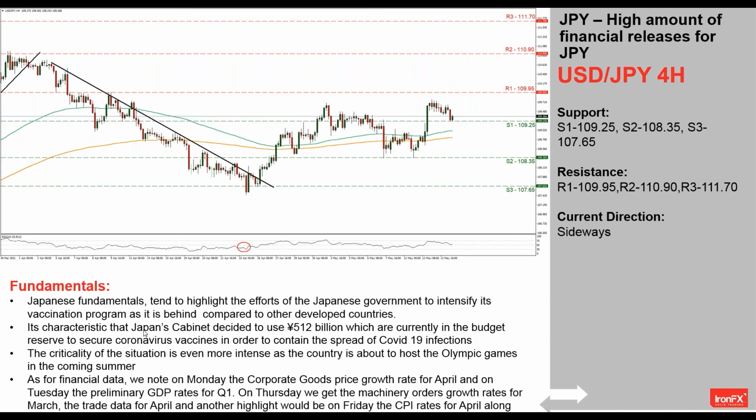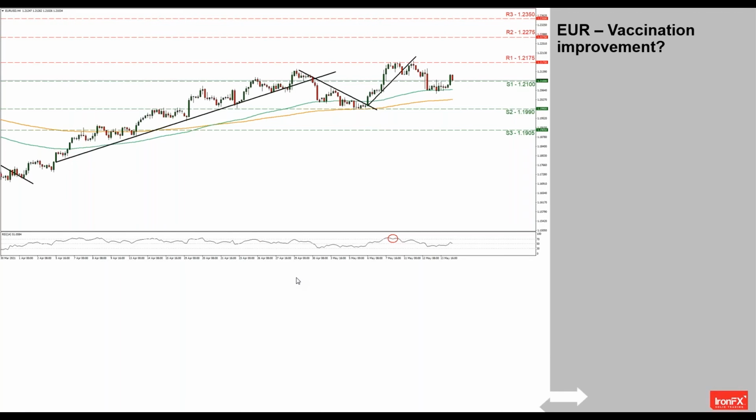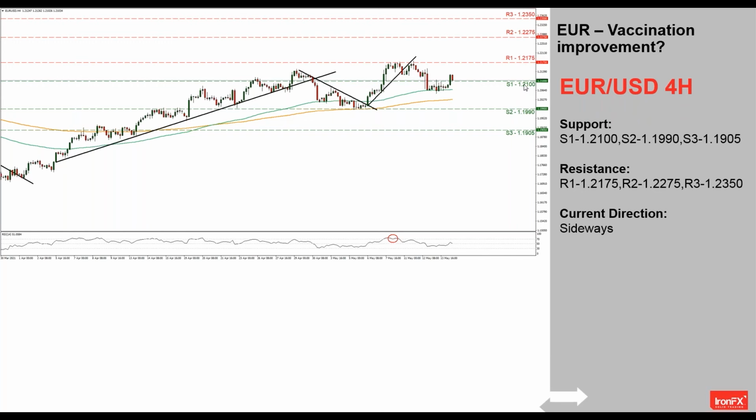Now moving to the euro and EUR-USD for our chart. Once again, this pair moves in a sideways motion between the 1.1990 and the 1.2175. Important levels to note would be to the downside, the 1.21, which tended to provide some resistance yesterday, yet seems to have been turned into support right now. Even lower than that would be the 1.1990, which provided support at the early days of May.